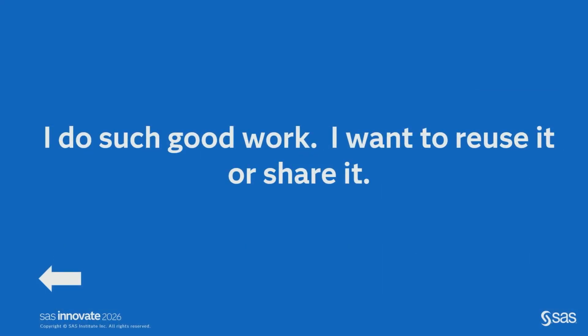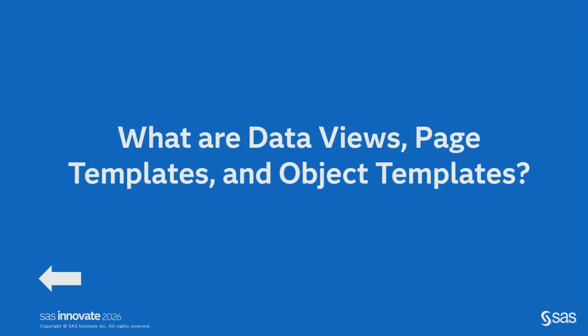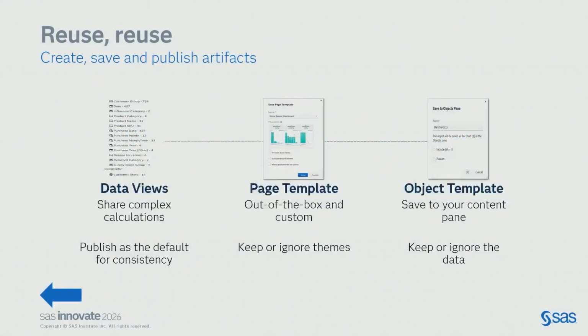I do such good work, I want to reuse it or share it. I took the liberty of a 3-for-1 here. We've got a lot of new features. What are data views, page templates, and object templates? So data views allow you to share really complex calculations and publish these as the default for consistency. So that entire data pane on the left of Visual Analytics, you can build your hierarchies, your calculations, save them all off, and whenever someone picks the data source, you can make it so that that data view will show up by default.